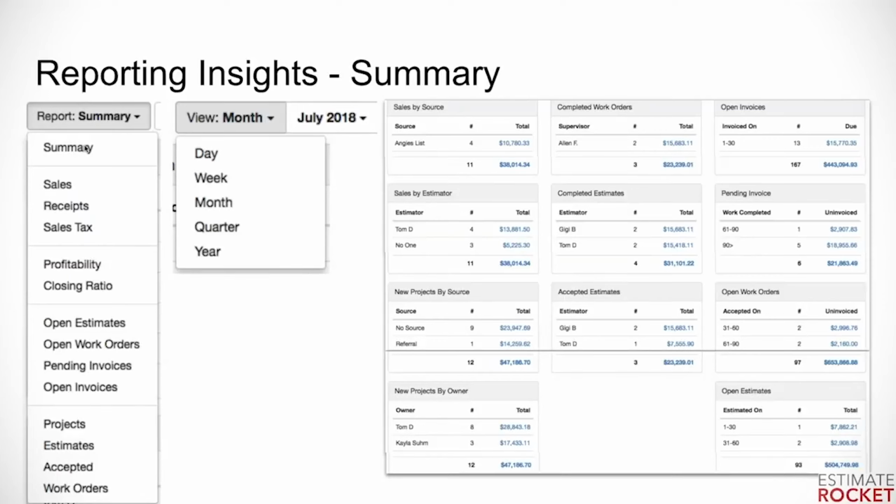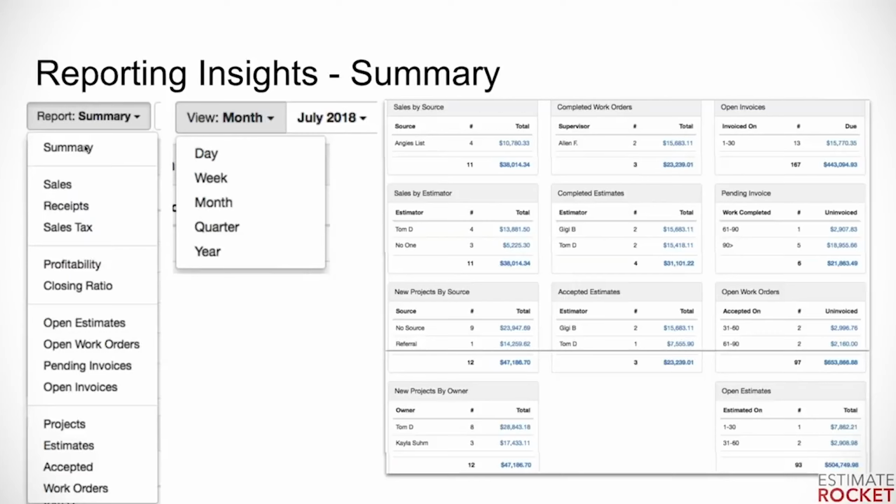We've got the profitability and closing ratio reports. The profitability report is only available in the enterprise version, but the closing ratio report is available in all of them, and we'll take a quick look at one of those in a couple of seconds. Then you've got open estimates, open work orders, pending invoices, and open invoices, and the various project status reports as well. When you first get to the reports page, a summary version of almost all of those reports is presented for you immediately.